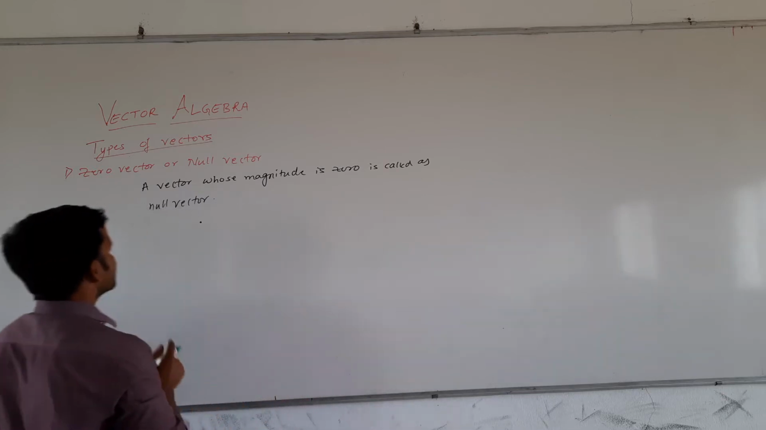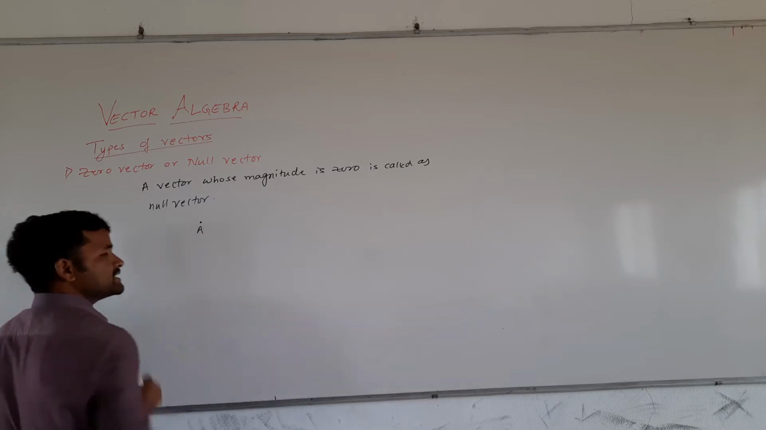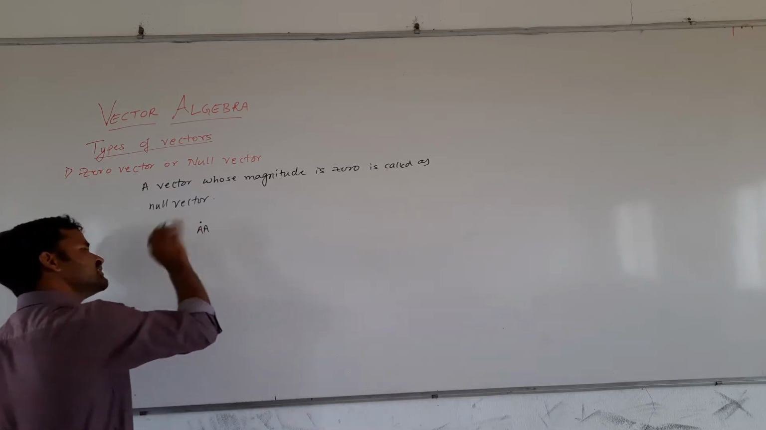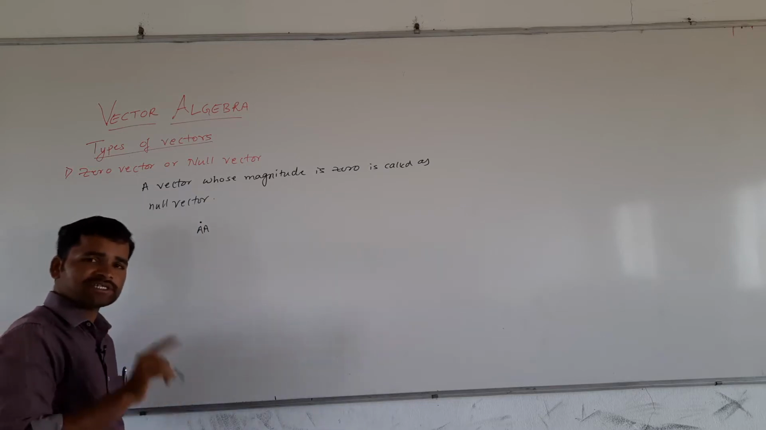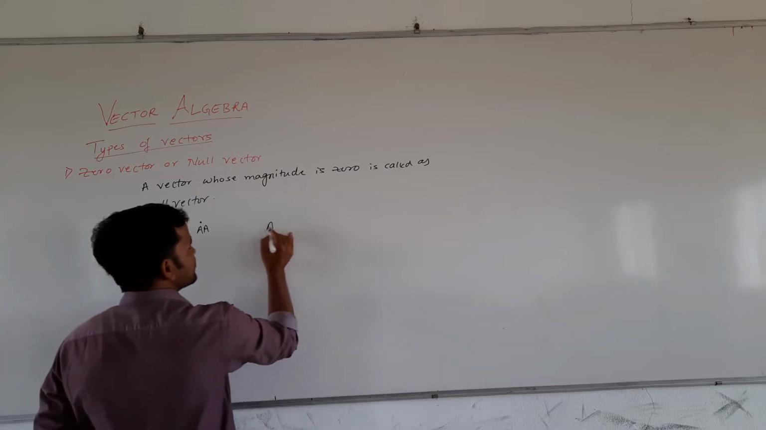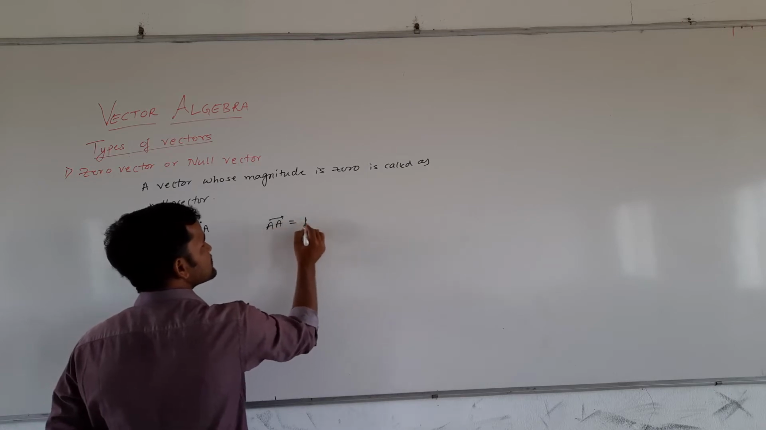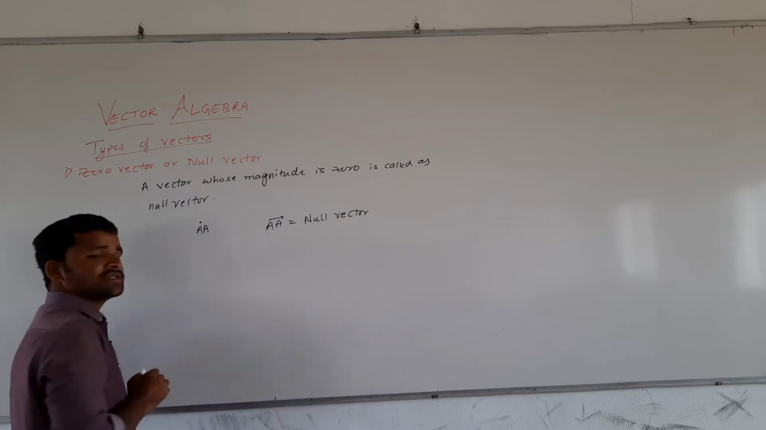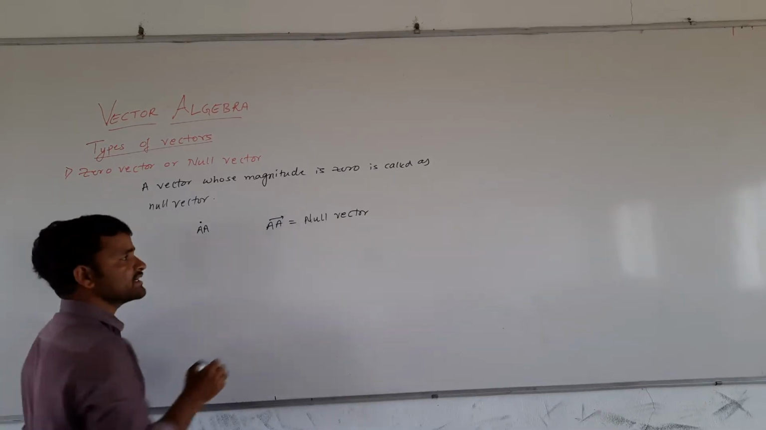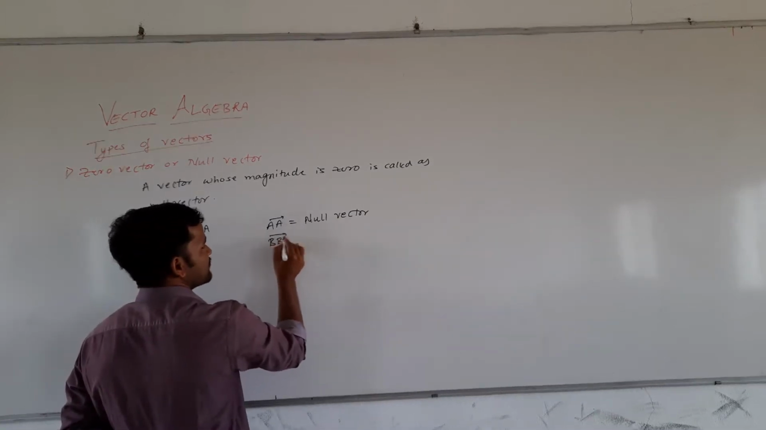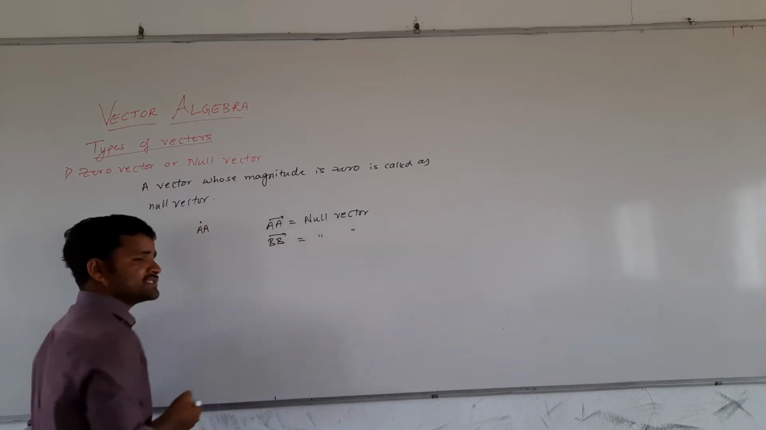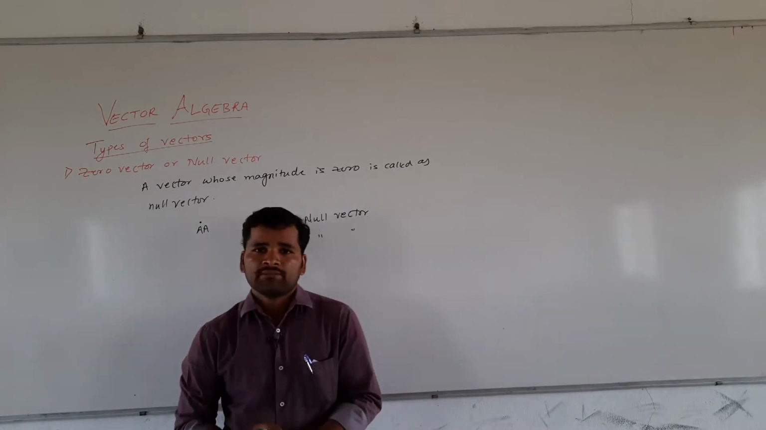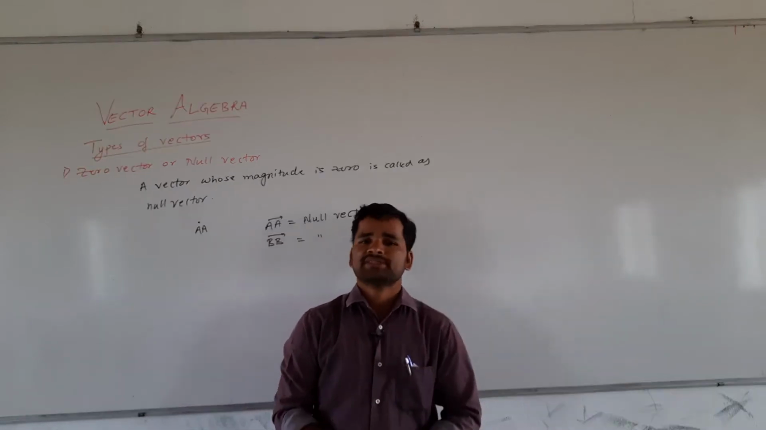Or how we can say, see, this is the initial point. Where is the terminal point? The terminal point is also here only. That is, A itself is the terminal point. Means, vector AA is a null vector. Vector AA or vector BB, vector CC, these are all null vectors, where the initial point and the terminal point coincide.